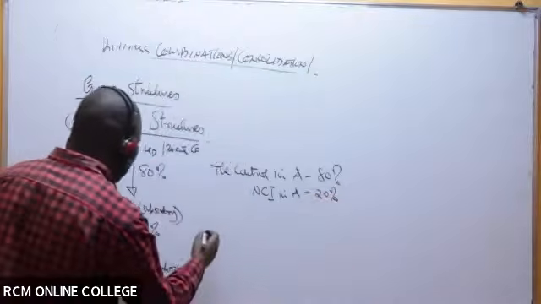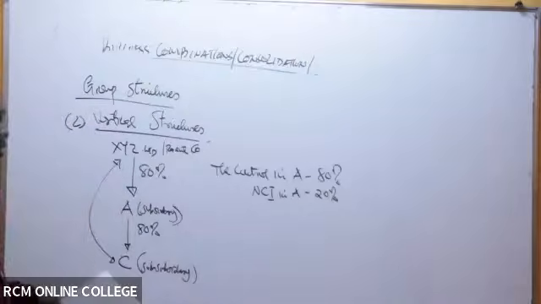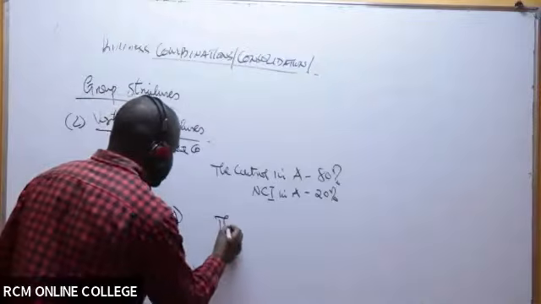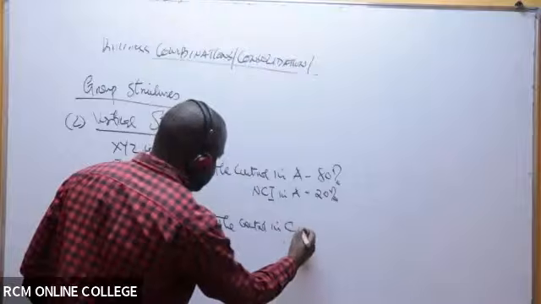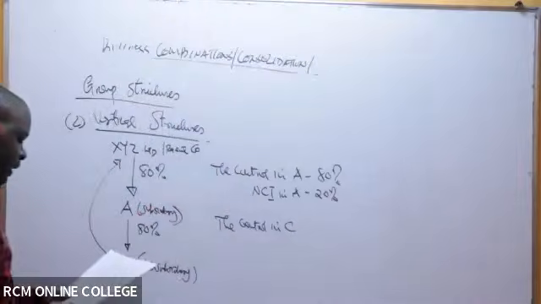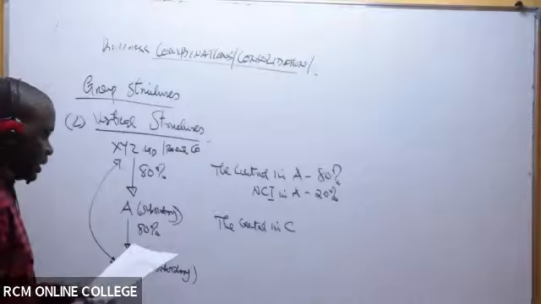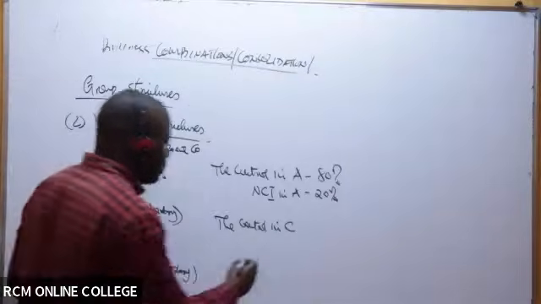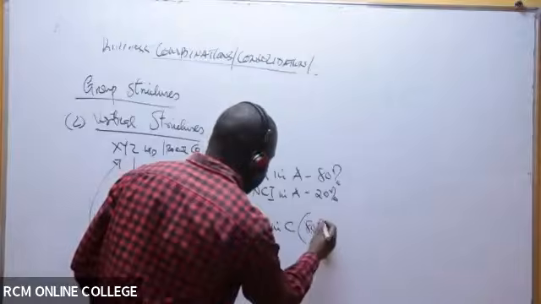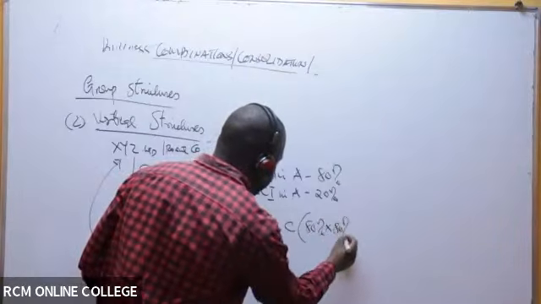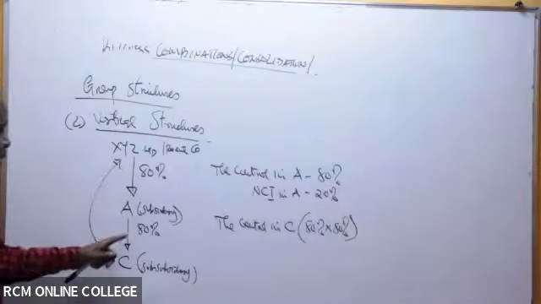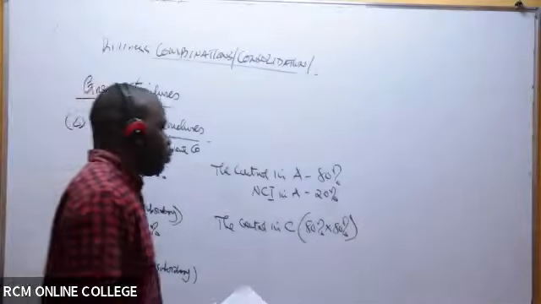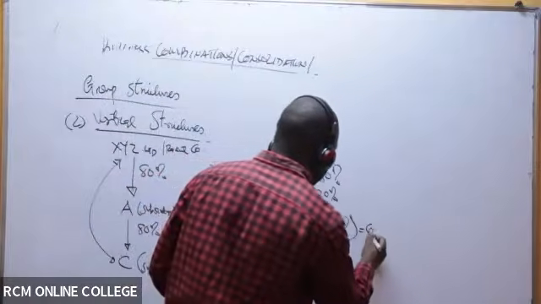Then the control in C, how do you get it? You take 80% by 80%. You multiply 80% by 80%. So this by this, you end up getting 64%.